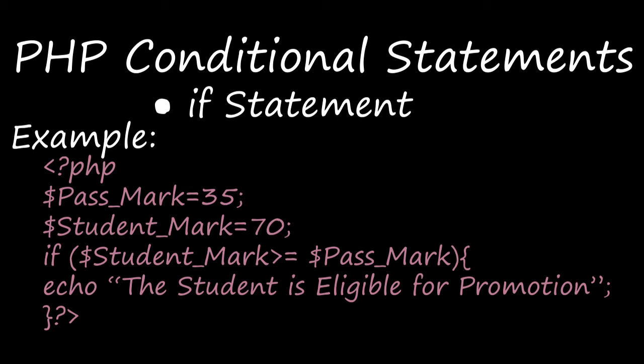In every language we have some keywords. Likewise, in PHP, this echo is for getting the output, right? Whatever you give in this echo line, whatever is inside the double quotes, will be displayed in the output page. Okay, here if this condition is true, then the output will be: the student is eligible for the promotion. Okay, if the student mark which is given is greater than or equal to the pass mark, the output will be: the student is eligible for the promotion.